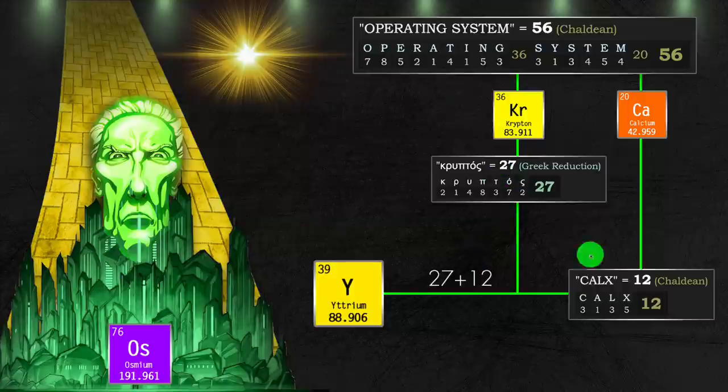And then when you bring these two words together from their original spellings, the Greek was from kryptos, calcium from the Latinized version of it. You could even use the Francis Bacon. But there it is, 27 plus 12 is going to give you 39, and you're going to get this element yttrium, which is all about time travel, and the number 88. The operating system ends up leading to, through the numerology of these two elements, 88.